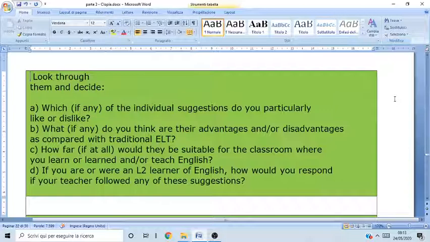And then, most importantly, well, no, not most importantly, but it's something that is close to you. How far do you think this would be suitable for the classroom where you have been learning, or in my case, teaching English? And last one, how would you respond if your teacher followed any of these suggestions?